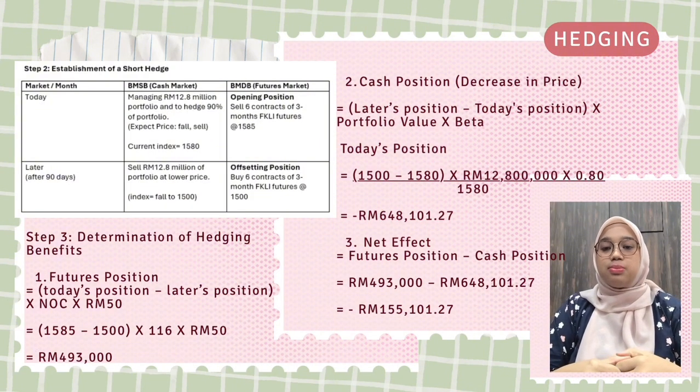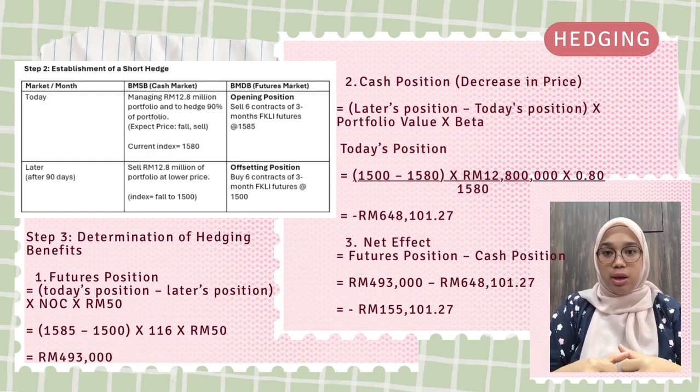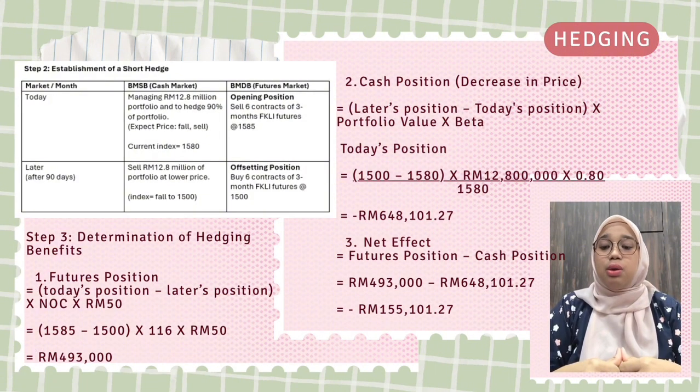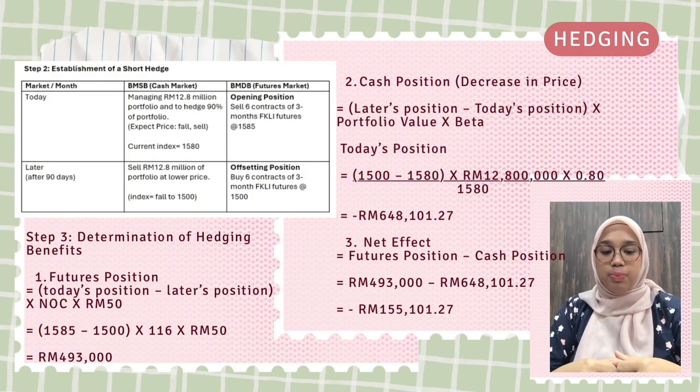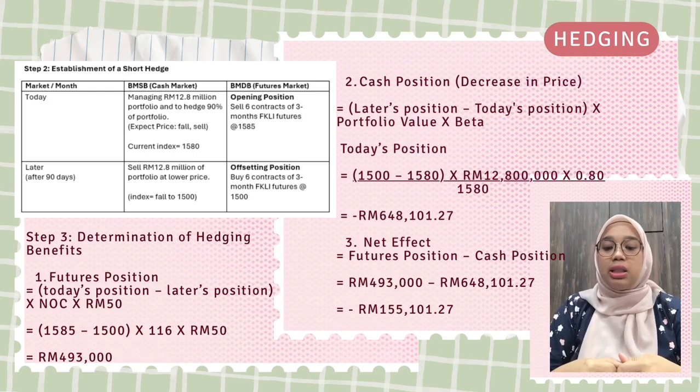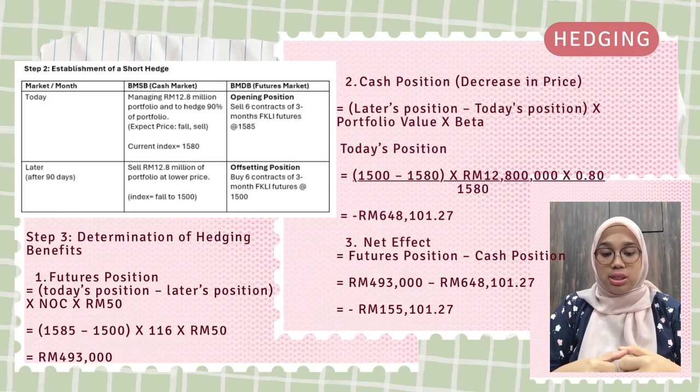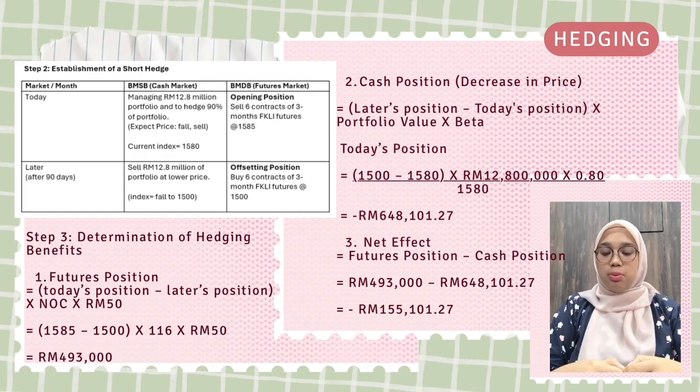First, our futures position. Remember, we sold high at 1585. So now the price is low at 1500. We buy back those 116 contracts to close the deal. Because the price dropped by 85 points, we made a clean profit of positive 493,000 ringgit. And the second one, our cash position.